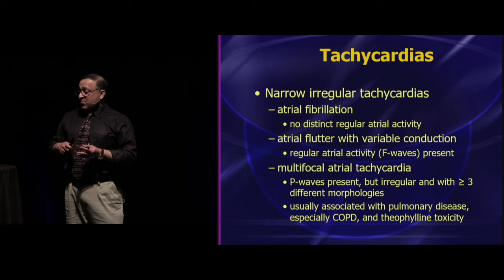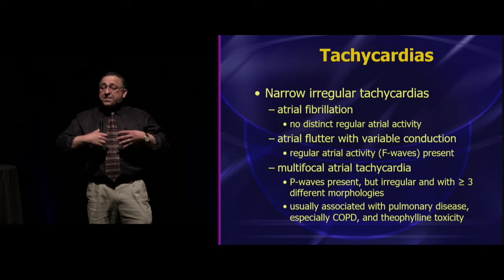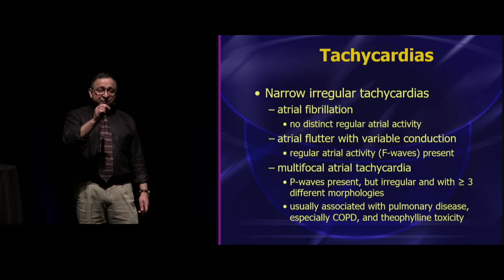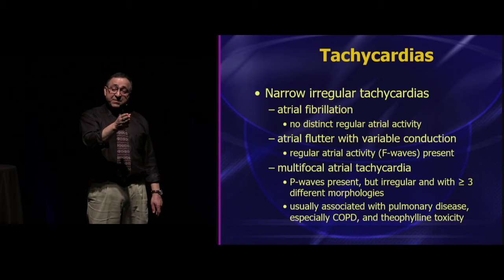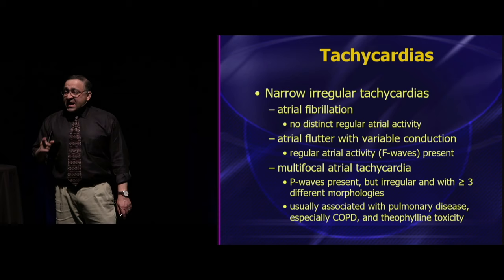I've seen it in people with bad pneumonias. So typically it's associated with some type of pulmonary disease. And in this scenario, you've got different morphologies for P waves, at least three different morphologies. So every QRS has a P wave, but the morphologies can change, all right? And how do you treat MAT? You just treat the underlying cause.